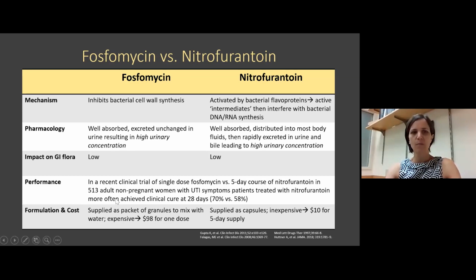So how do they compare performance-wise? In a recent clinical trial of a single dose of fosfomycin versus 5 days of nitrofurantoin in 513 non-pregnant women with UTI symptoms, the patients treated with nitrofurantoin more often achieved clinical cure at 28 days after their first symptoms, so 70% versus 58%. So there is a hint that nitrofurantoin performs better. And this study was done more recently than the guidelines, importantly.